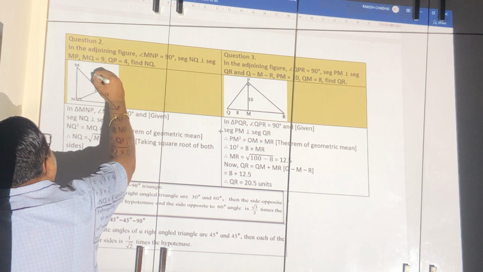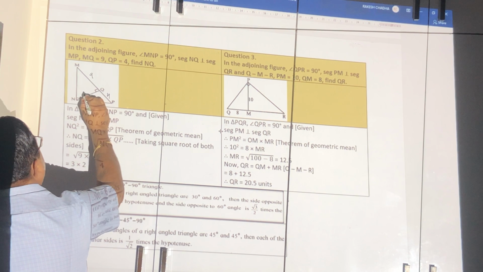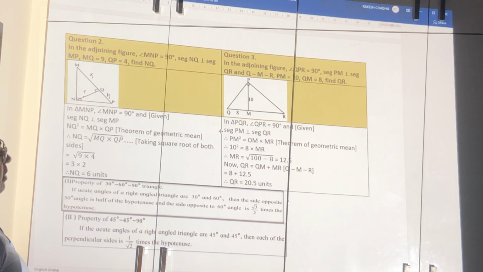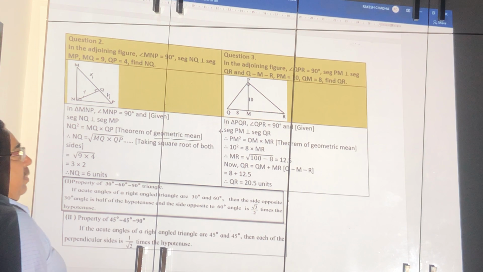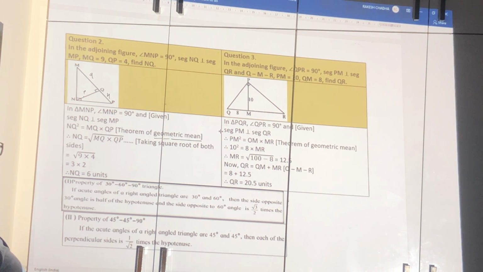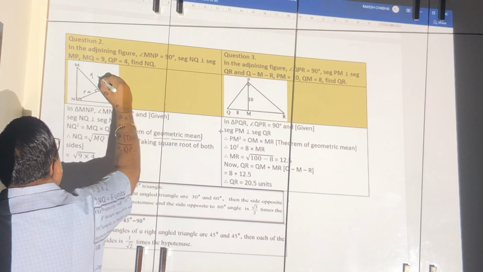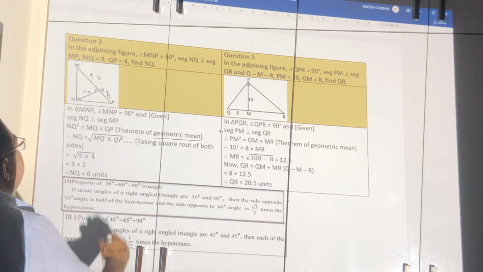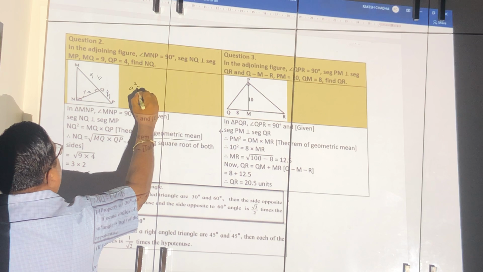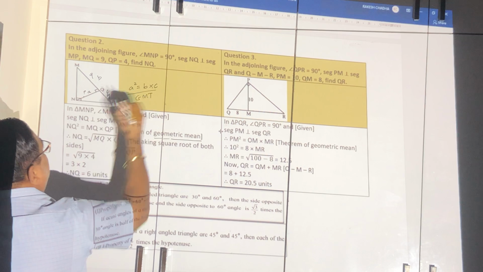MQ is 9. QP is 4. And we are supposed to find NQ. This is how much. Now, my friends, we will be seeing later again that geometric mean theorem. What does the geometric mean theorem say? It says, if I call this A and I call this B and I call this C, see, my friends, how I'm explaining, then A square is B into C. This is geometric mean theorem.